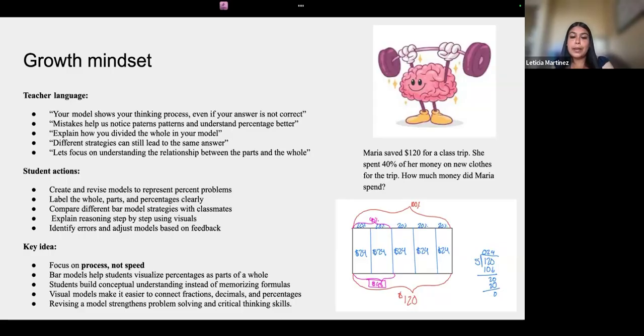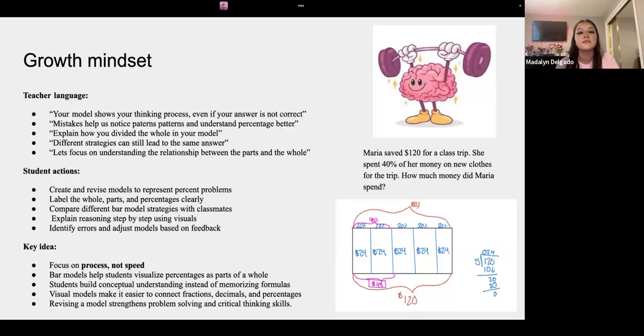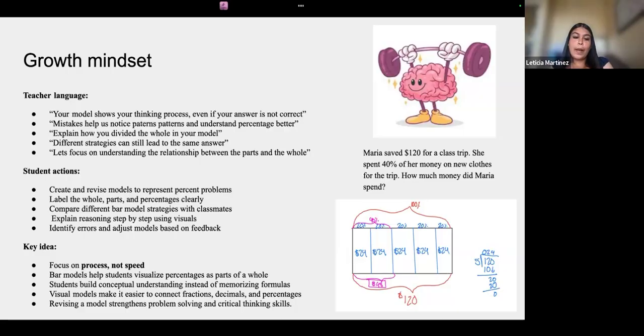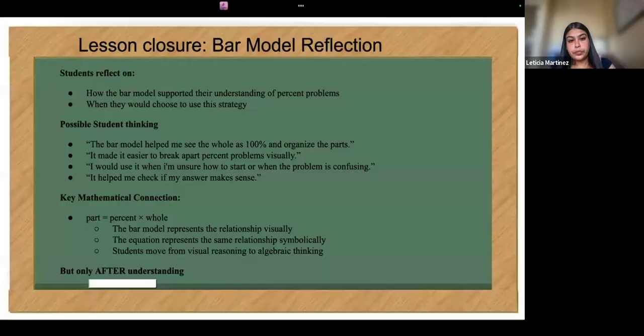They'll compare different bar models and strategies with classmates. They'll explain reasoning step by step using visuals and identify errors and adjust models based on feedback. A key idea for this is to focus on process but not speed. Bar models help students visualize percentages as parts of a whole, and they help students build conceptual understanding instead of memorizing formulas. Visual models make it easier to connect fractions, decimals, and percentages, and also revising a model strengthens problem solving and critical thinking skills.